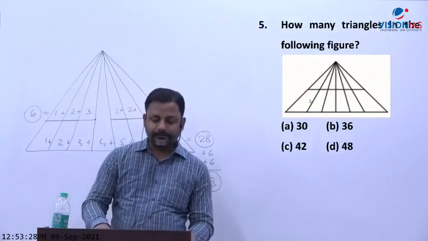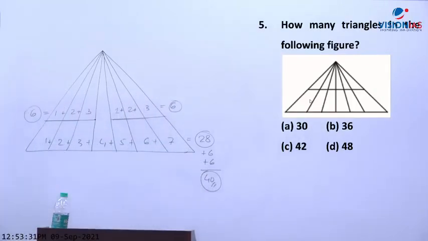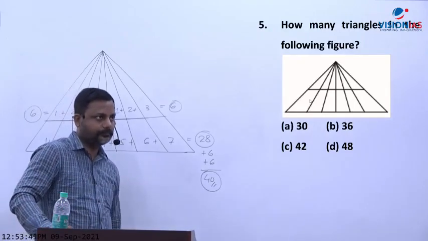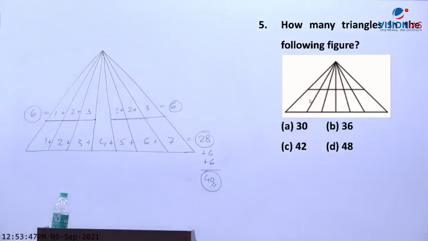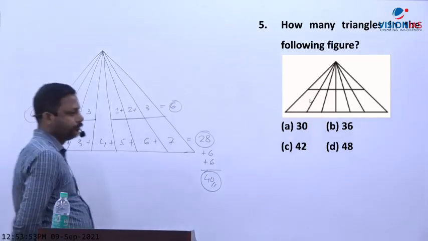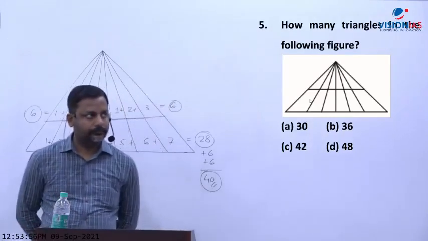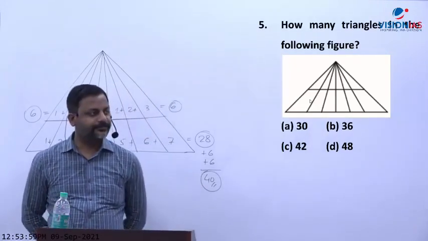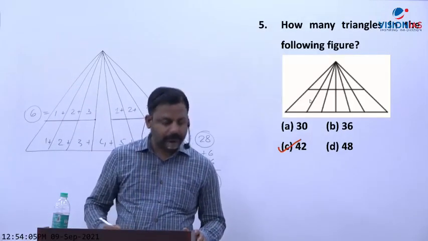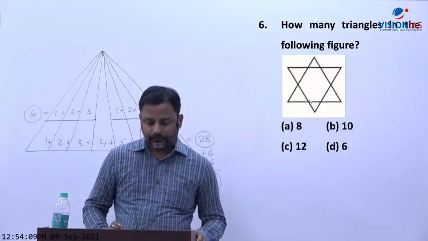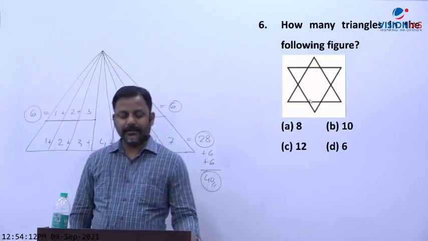Here, question number 5. Yes. Here we have two baselines. Now, how many triangles are there in this figure?